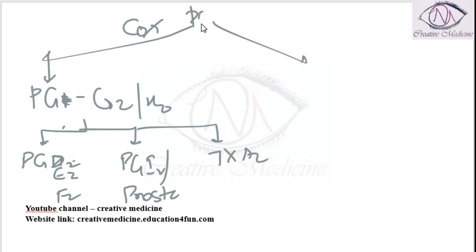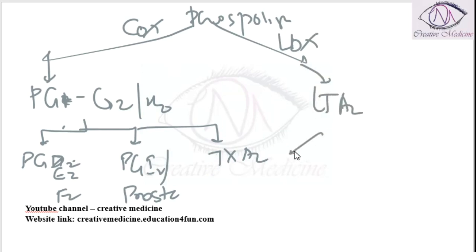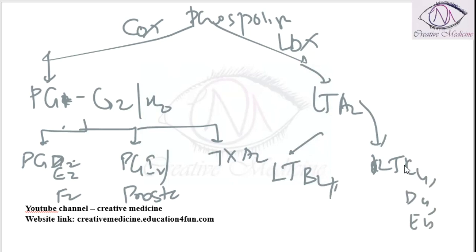Whereas when the phospholipid goes through the lipooxygenase pathway, this pathway will produce leukotriene A4, which gives rise to leukotriene B4, and it will also give rise to leukotriene C4, D4, E4. So these leukotriene C4, D4, E4 cause bronchoconstriction.